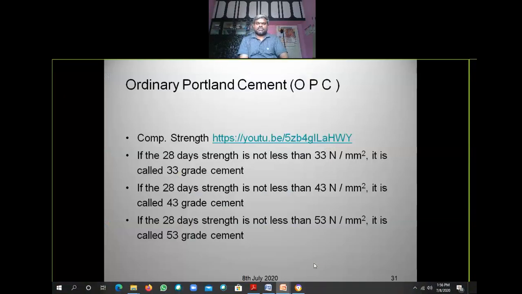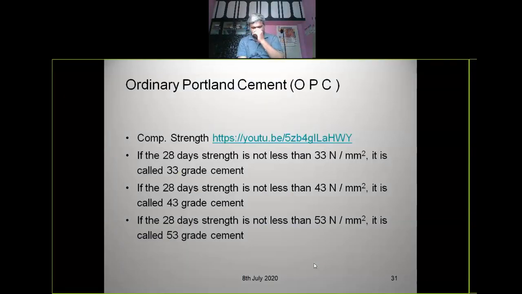That is the compressive strength of cement. You have to take one part of cement and three parts of standard quality Ennore sand, and add water of P by 4, where P is the normal consistency plus 3. Make a paste and cast cement cubes with 7 centimeter sides, and the cubes should be immersed in water for 28 days.